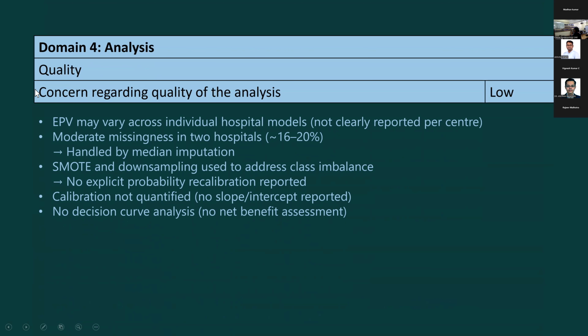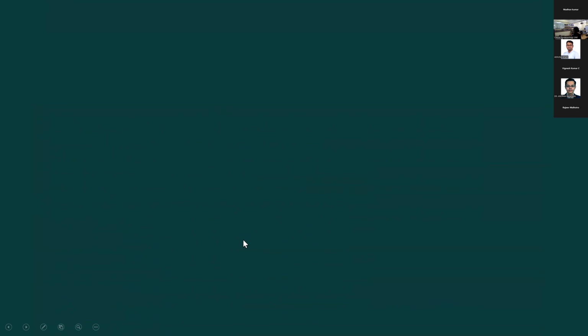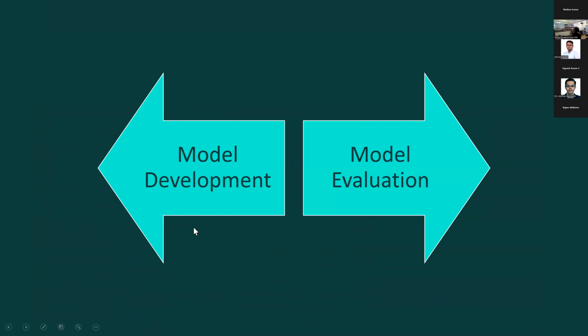So, concerns regarding quality of analysis. The EPV varies across the hospital models and there is moderate missingness in one hospital. They did not do recalibration following SMOTE and downsampling for class imbalance. And they did not do a decision curve analysis, which is to see if there is a net benefit in doing all of these studies. So far we have looked at model development. Overall, it looked like a low concern model. Now we see how it happens in model evaluation.